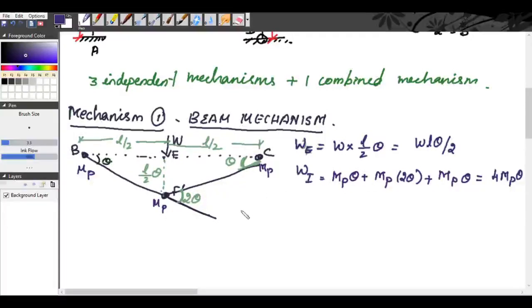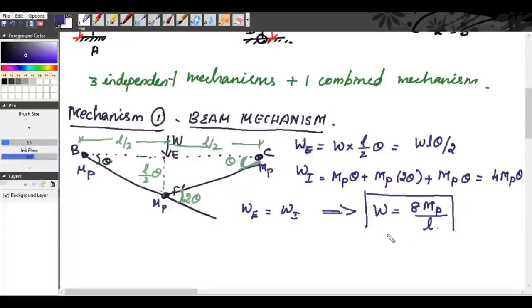Now equilibrium condition, external work done is equal to internal work done. You can equate these both. You will get W is equal to 8 MP by L. This is from the first mechanism. Okay. This is our collapse load as per the first mechanism.